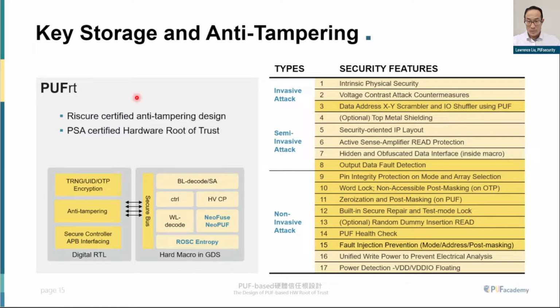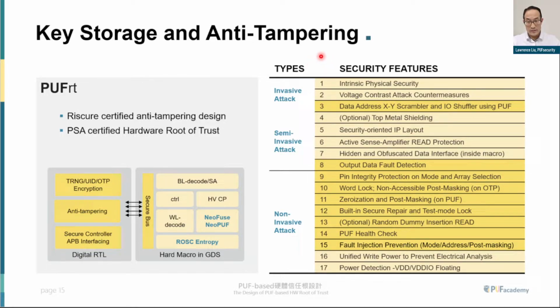So number 3 is the storage mechanisms, or not the storage scheme itself. We talk about the secure storage, and this slide here is talking in general about the entire anti-tampering features of a PUF-based root of trust.